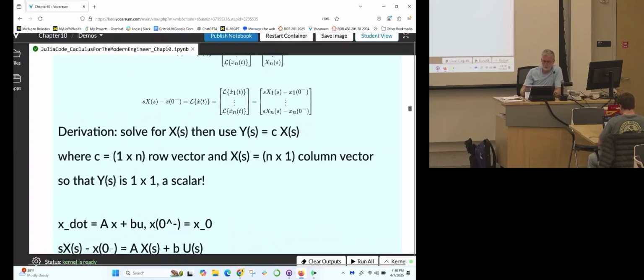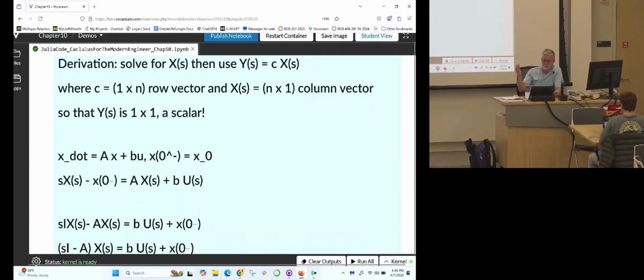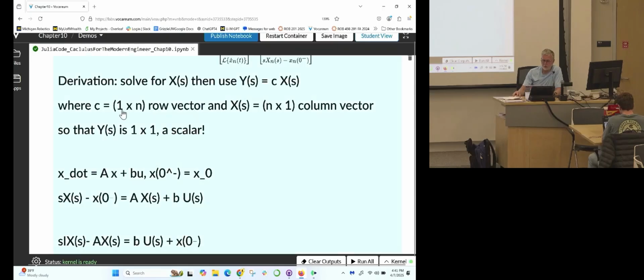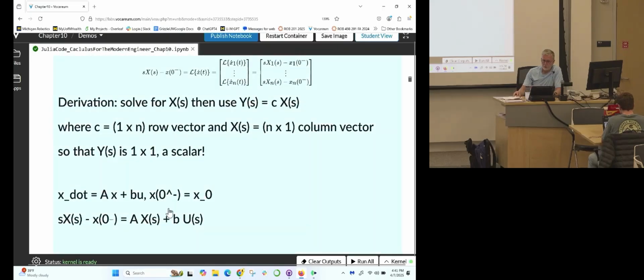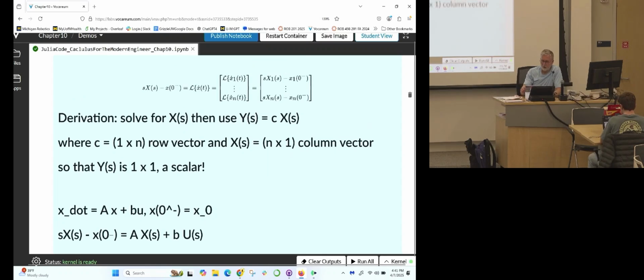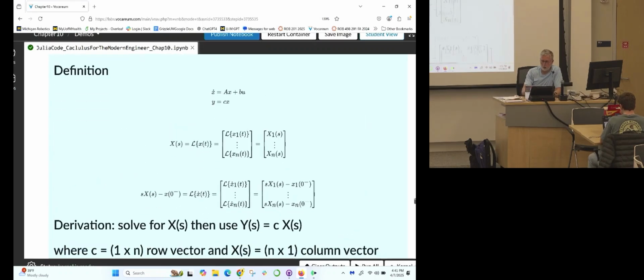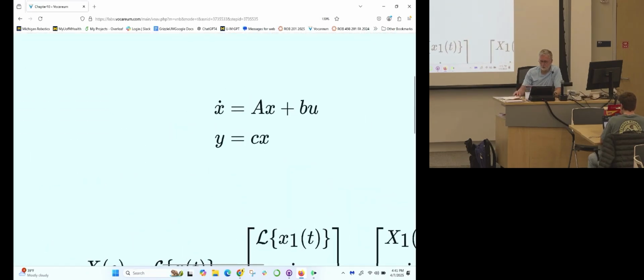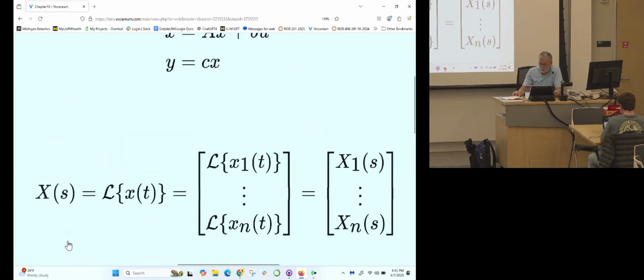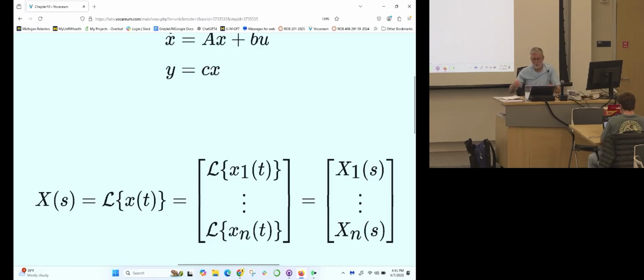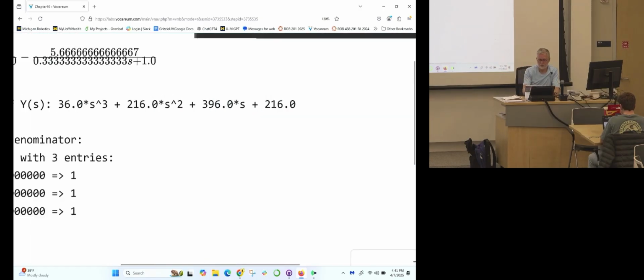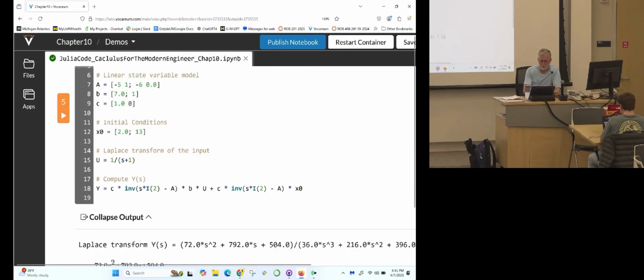So to get that result that I had, here's the proposed strategy. I'm going to first solve for X of s in terms of everything, and then we'll note that y is just a vector times x. So y is a scalar, x has n components, so that means C has to be a row vector.